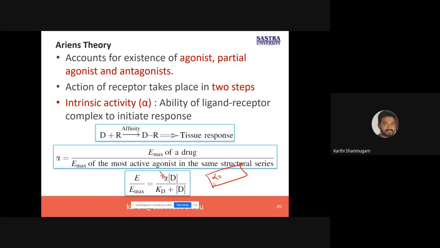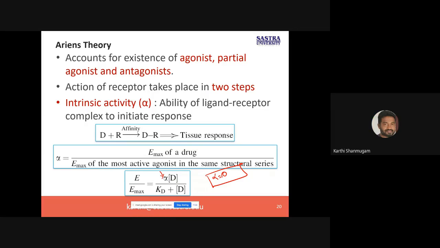Just now I have shown the graph, no response. Then what should be the value for alpha? Zero, sir. The value for alpha should be 0. Is it understandable? Yes, sir. Now his theory gives space for saying whether the molecule is an antagonist or not. Are you able to understand?